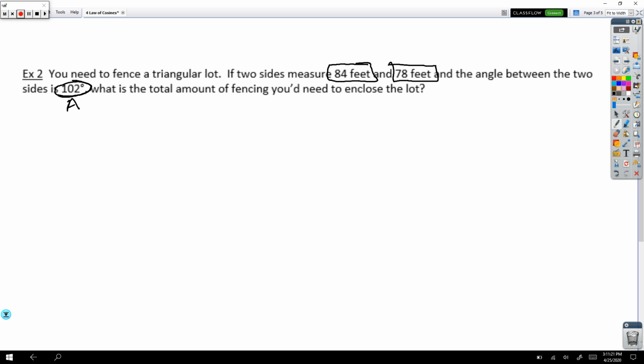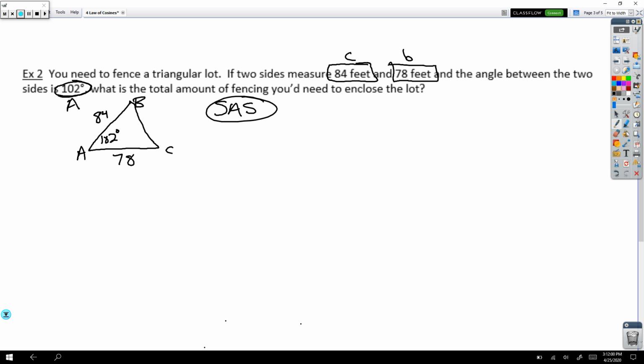Any way you set up your triangle, as long as it's SAS, meaning that the angle is in between the two sides, you'll get the same answer. It's just your variables might be a little different than mine. So setting up my triangle here, we have 102 degrees. So I'm going to make side C 84 and side B 78. Again, it doesn't matter if you had it the other way around, you would get to the same answer using the law of cosines. So this is an SAS triangle.